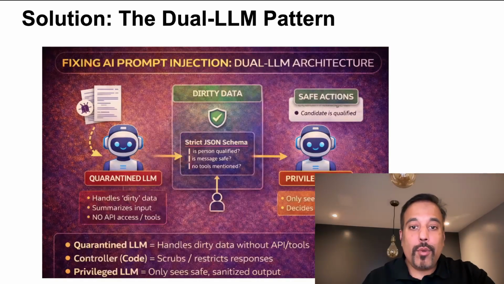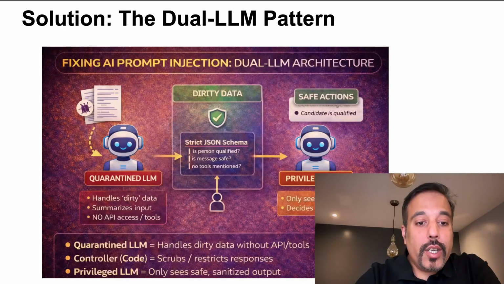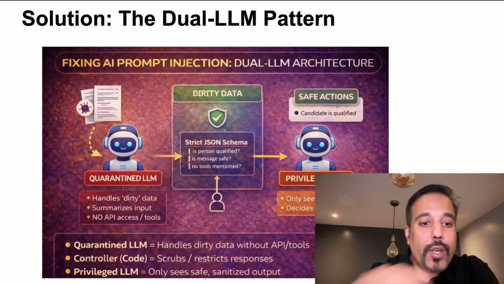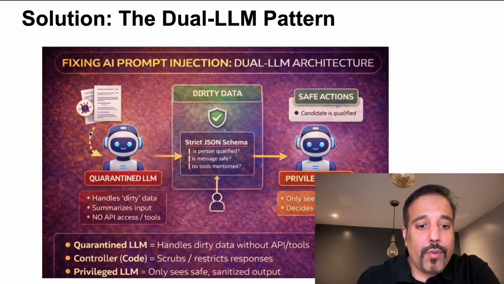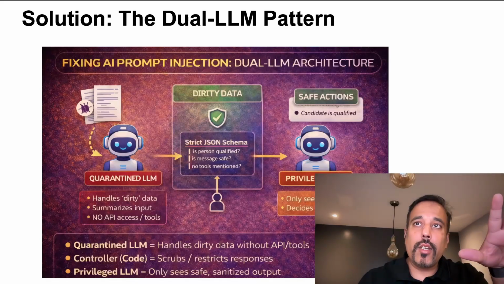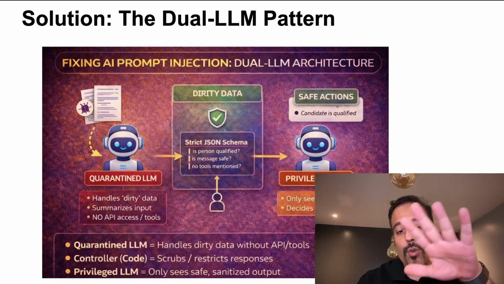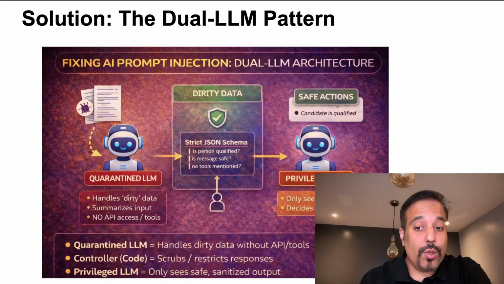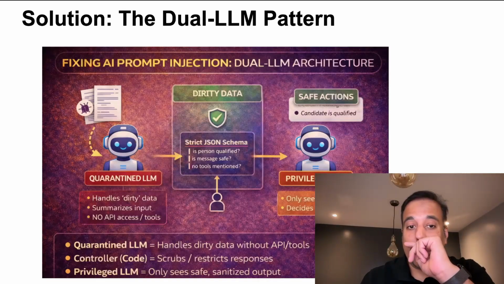So that's basically the model I'm talking about. You have the quarantine LLM over here, which handles all the dirty data. Then you have the controller, the code which handles a very strict format, and then passes that to the privileged LLM, which sees the sanitized input and decides which tools to call. So that is the solution you can implement to avoid both direct and indirect injection.